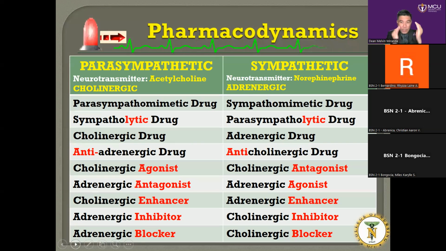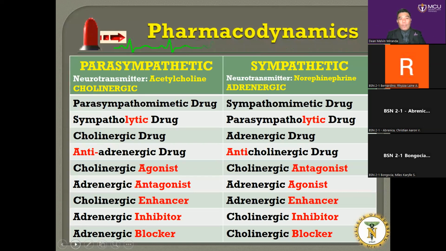Now, if we use an adrenergic antagonist, let's go back to the term antagonist. The antagonist mainly inhibits. So it's not anymore sympathetic because you already inhibit adrenergic. That brings it to parasympathetic.